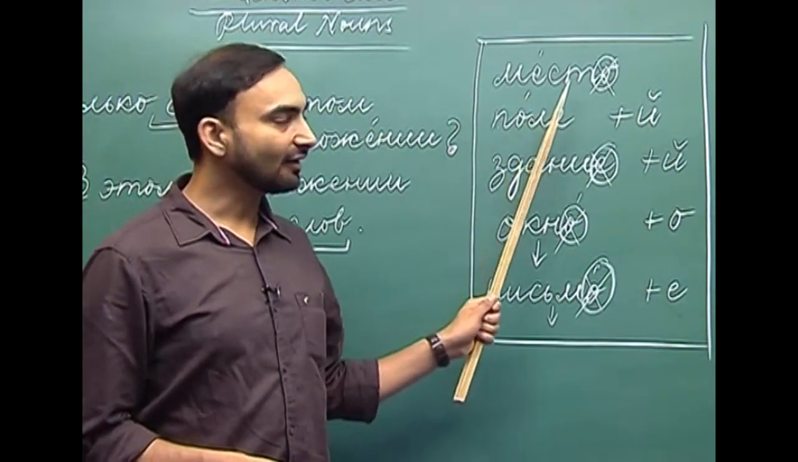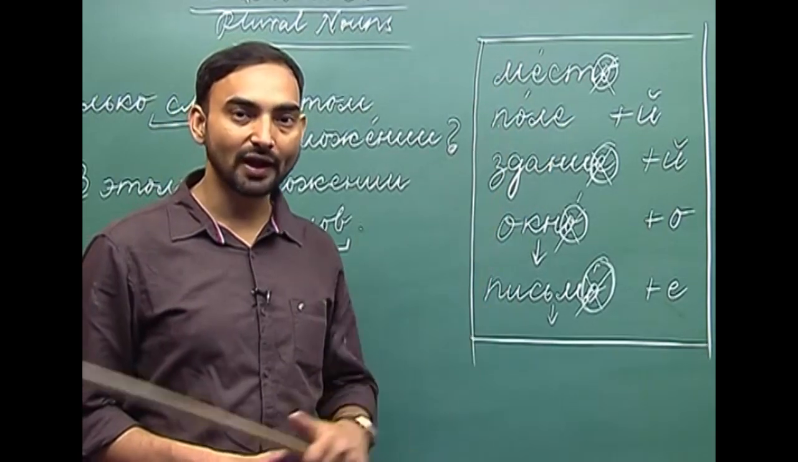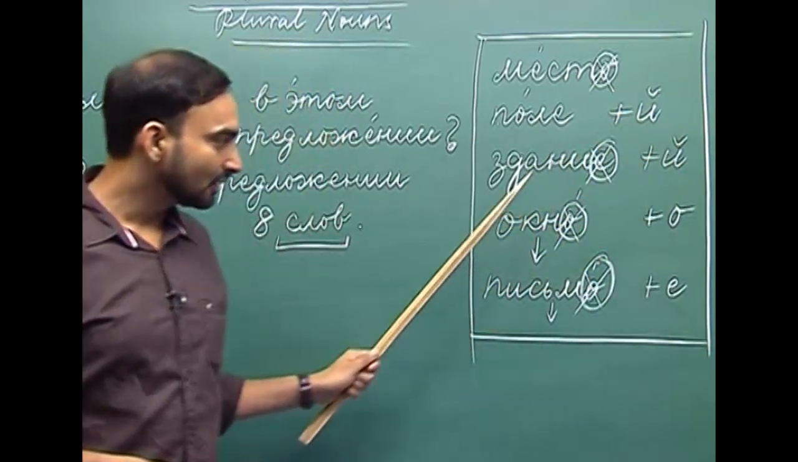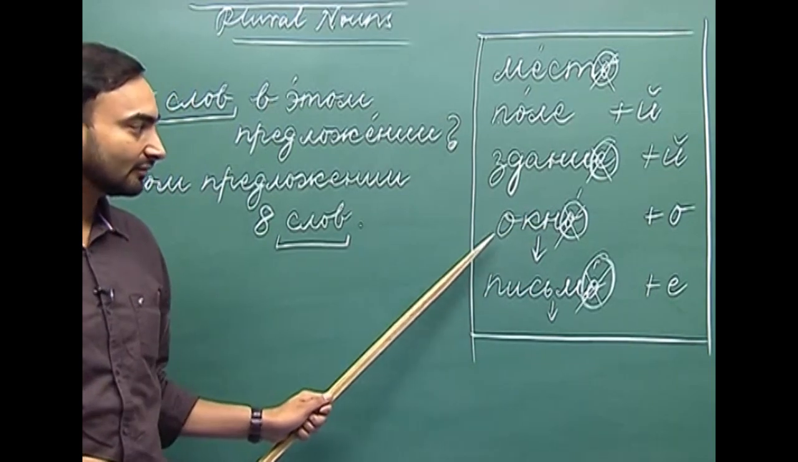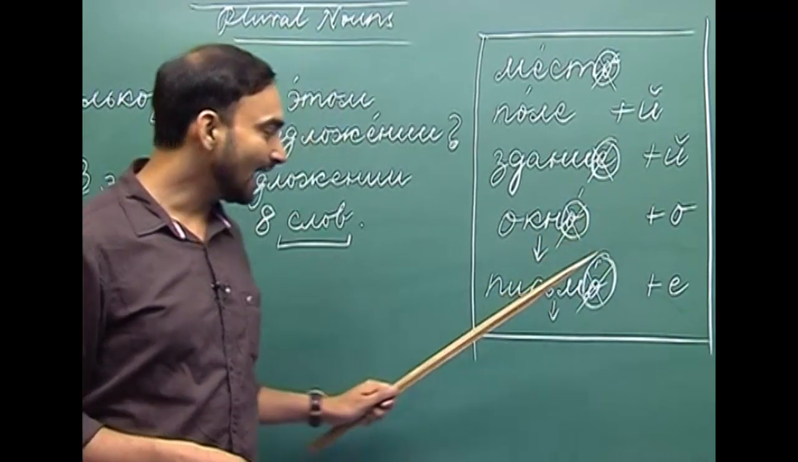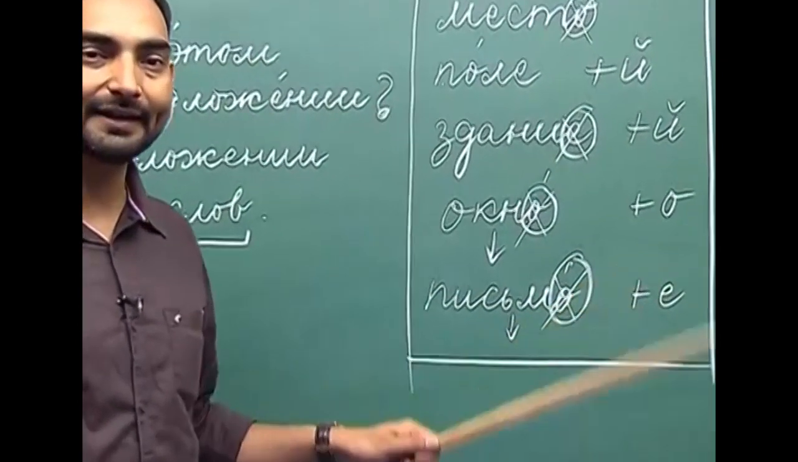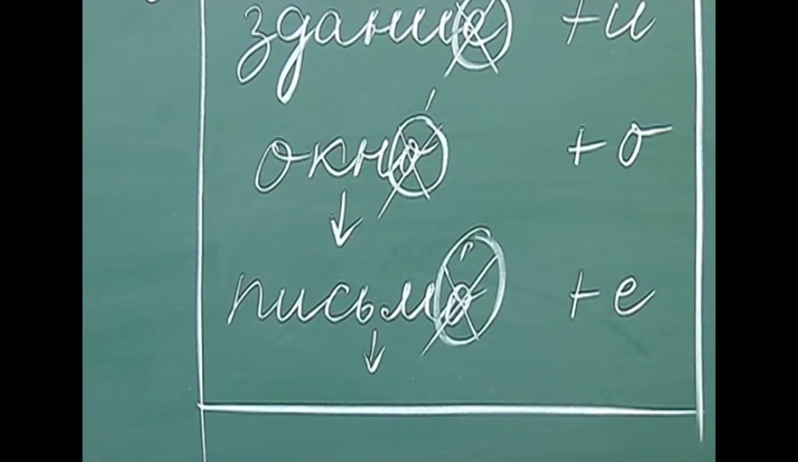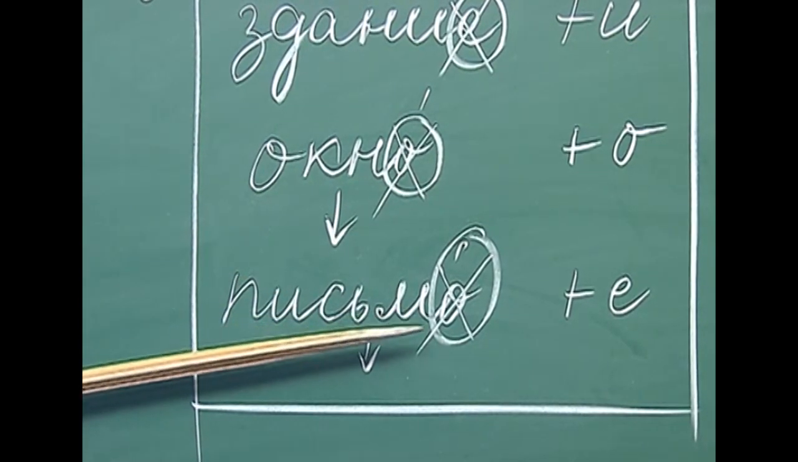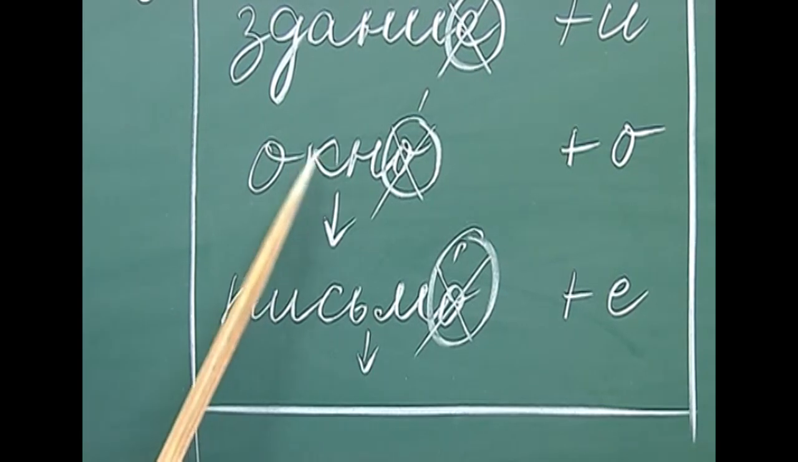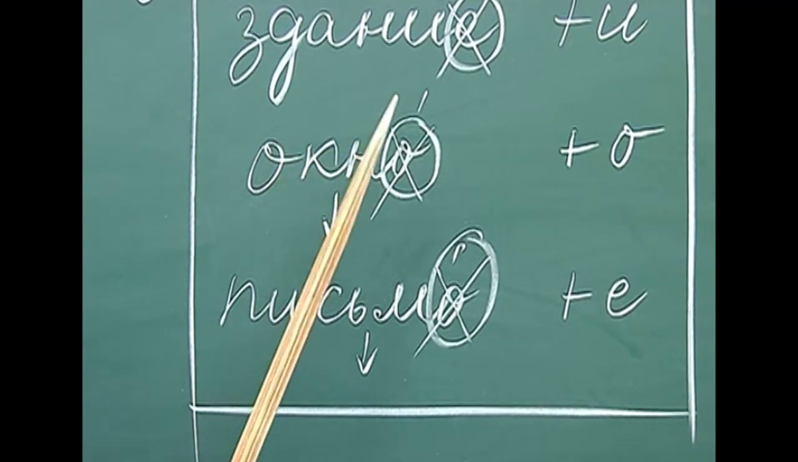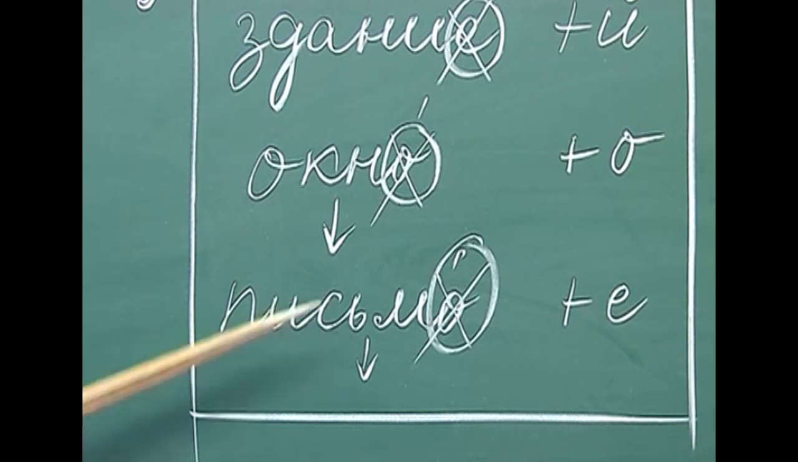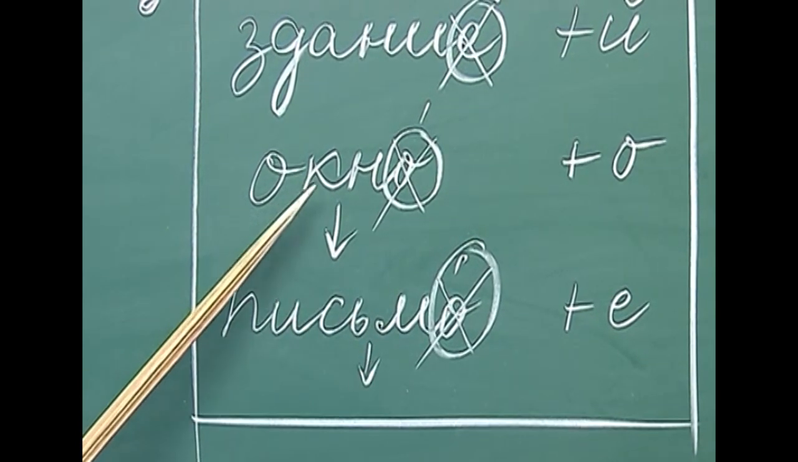Now we have discussed that any neuter gender noun with o ending in genitive plural has to drop the ending. We have written here two nouns with O ending. The first one is akno, which means window, and the second one is pismo. Pismo is letter. So when we drop the ending which is O in both these nouns, what do we get? Okn and pism. If you look at it, you will find that again we have a cluster of consonants at the end. Here also there is a consonant cluster, s and m together, here k and n together.